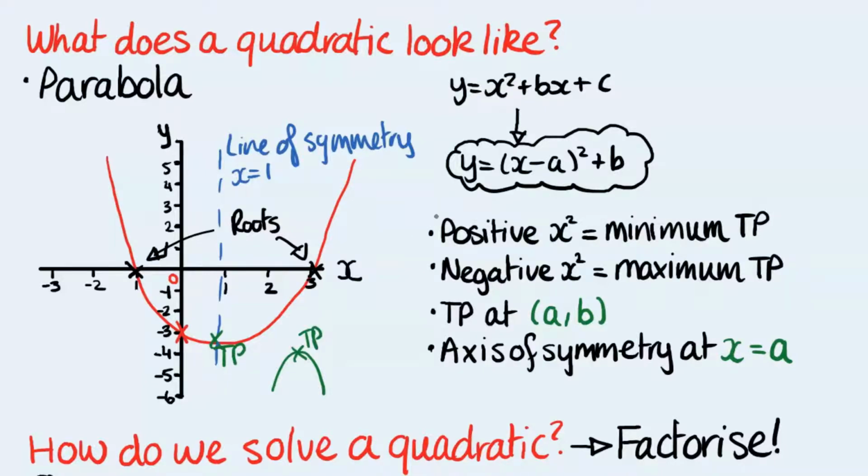So what we have here is if the quadratic equation has a positive x squared, then you know you're going to have a minimum turning point, which is like that, a happy parabola. Now, if you have a negative x squared in the quadratic equation, then you know you're going to have a maximum turning point, which is an unhappy parabola. So just think about it like that, right? Then the third bit of information is that when you analyze this equation, the turning point will simply be (a, b). So you just need to remember that the equation has to be perfectly in this form. And then finally, the axis of symmetry will be located at x is equal to a.